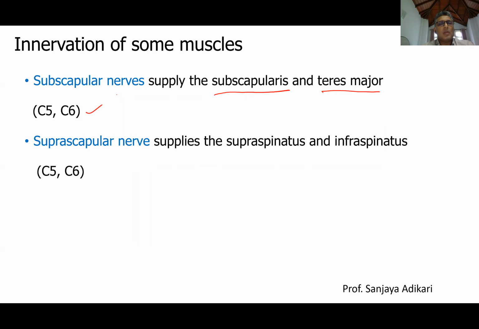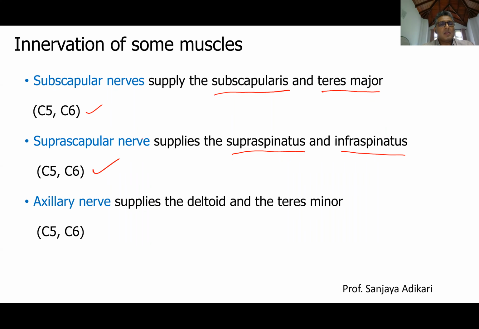Then the suprascapular nerve is another important nerve which supplies the supraspinatus and the infraspinatus muscles above and below the spinous process. Again, the segments are the same, C5 and C6. Then you have the axillary nerve, another important nerve, which supplies the deltoid and the teres minor muscle. Its supply to the deltoid becomes very important later. And again, it's the same segment, C5 and C6.